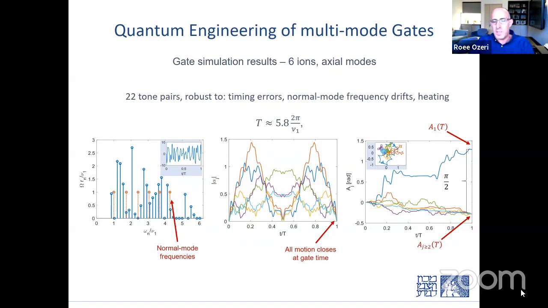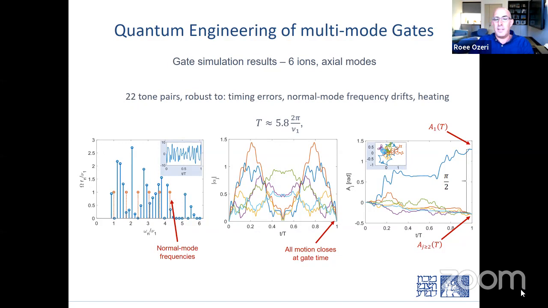It was carefully optimized. If I look at the amplitude of each of the normal modes that I have, I see that they all follow a pretty funky shape, but at the end of the gate, they all close, so they're all back at zero. And if I look at the geometric phase that I acquired, I see that the center of mass mode has acquired the phase which is exactly pi over 2, different from all the other modes, which was the condition that I looked for. If I look at the path that I traverse through phase space, these are really funky shapes. This particular gate time is about 30 times the trap period, so it's a pretty fast gate.